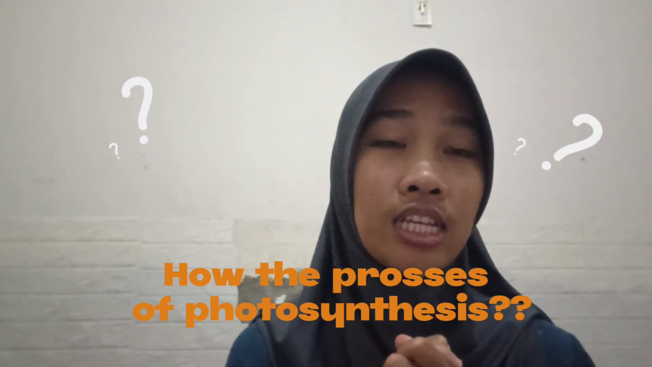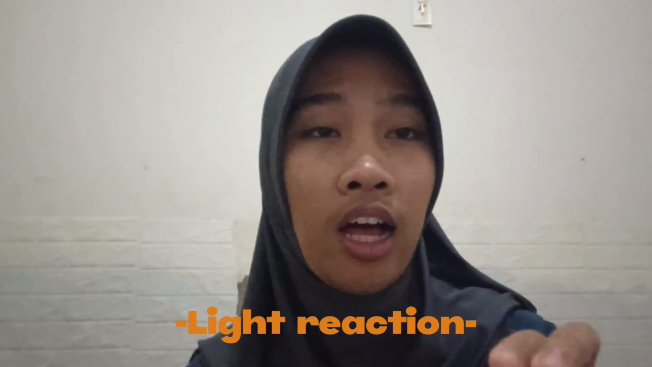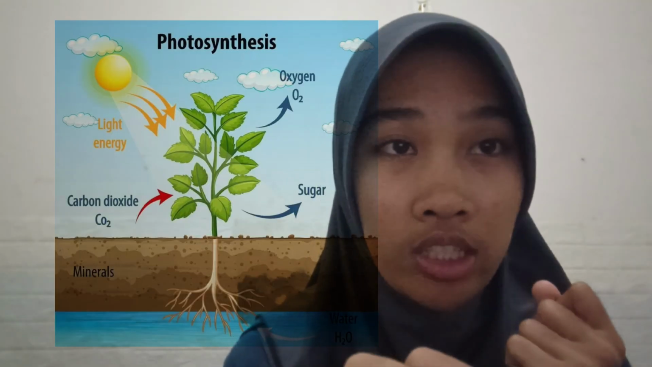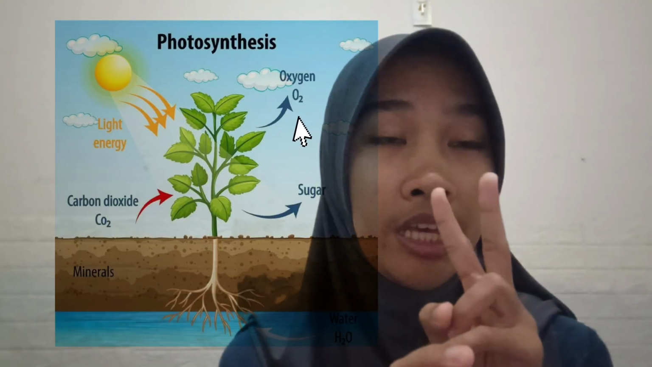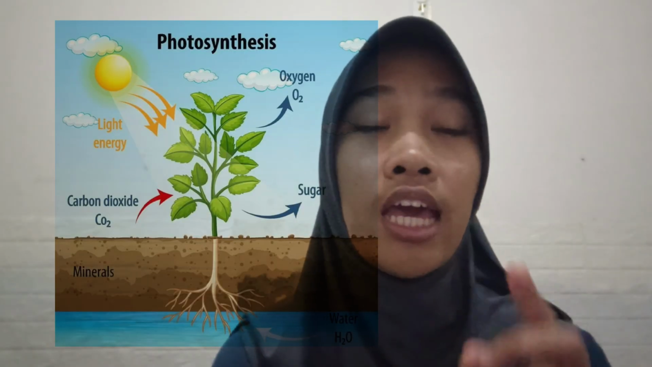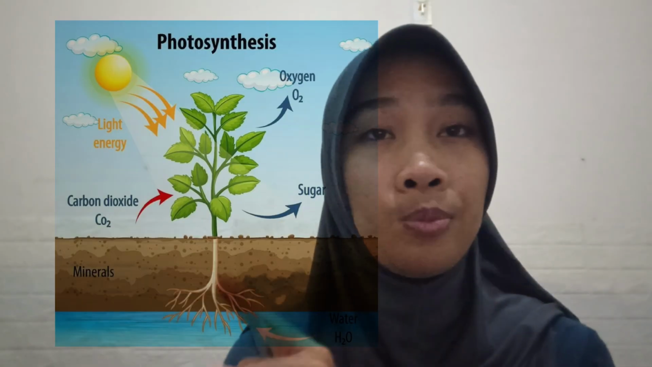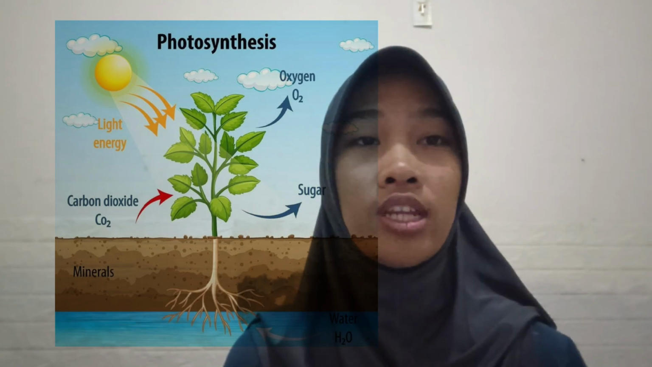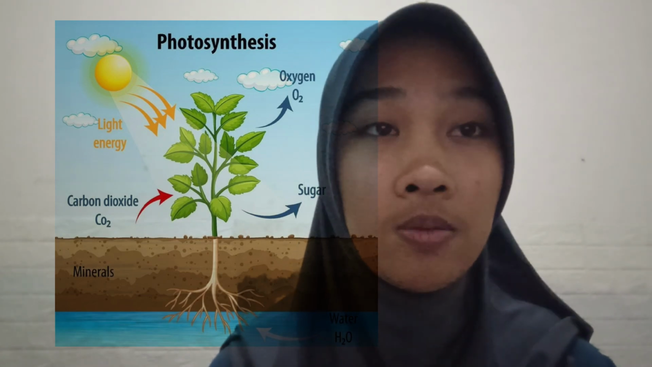And then, how is the process of photosynthesis? In the light reaction, there are some steps. First, chlorophyll absorbs light and energizes electrons. Second, water splits, or photolysis, releasing oxygen. Third, electrons move through the electron transport chain to form ATP. And the last one is NADPH is produced.